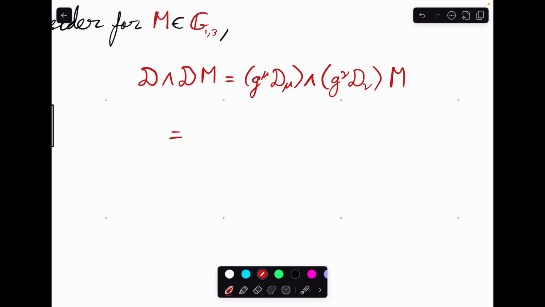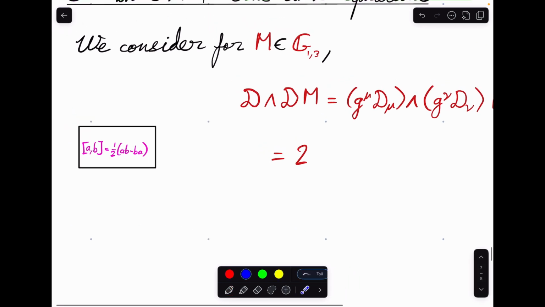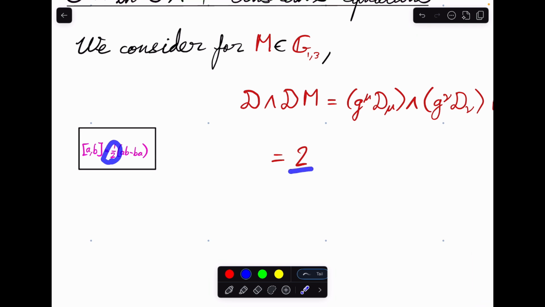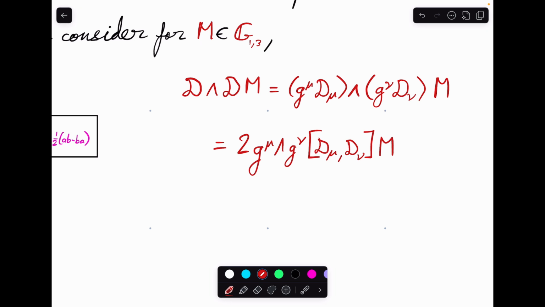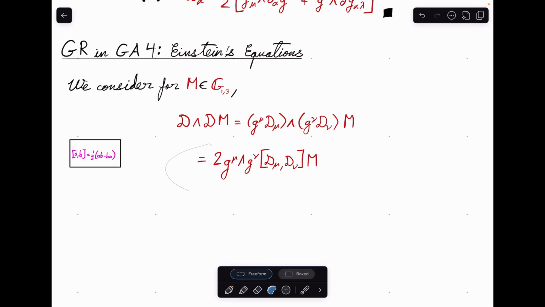Okay, so when we factor it into two things, because of this factor of 1/2, we want to cancel it. So we have a factor of 2. We have G mu wedge G nu, and then times that, we have the commutator of these two objects, and all of this is acting on the multivector M.